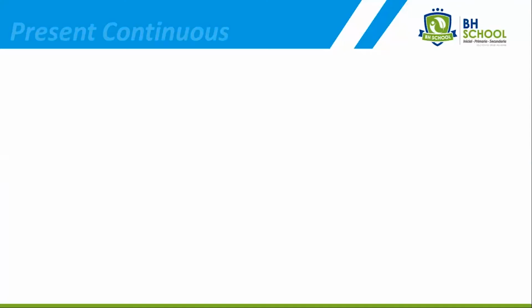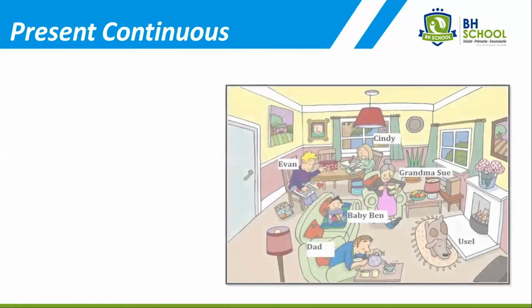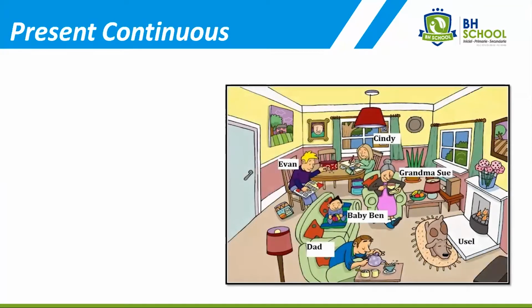First of all, when do we use the present continuous? Let's take a look at this picture. As you can see here, we have different persons and each one is doing a different activity, right? We have here Cindy, Evan, Grandma Sue, Baby Ben, Dad, and the pet Aso. I have a question for you, so please. About Cindy, what can you tell me about Cindy? What is she doing?